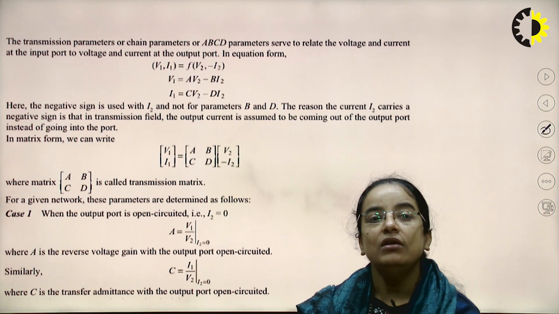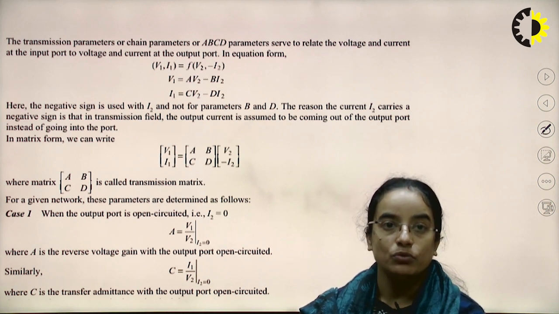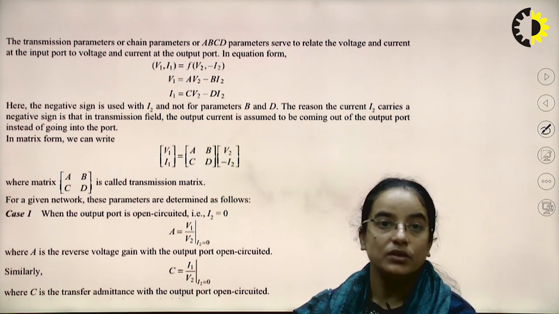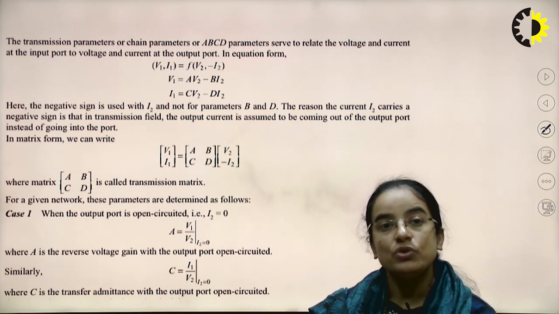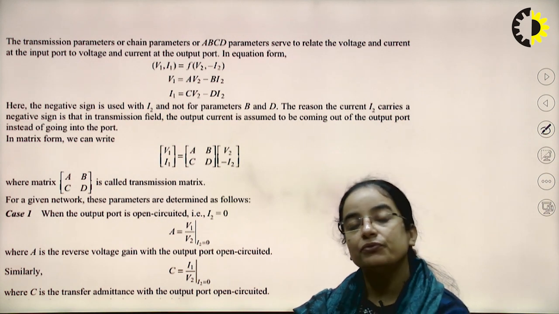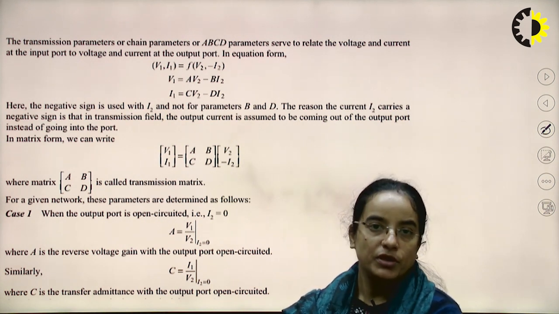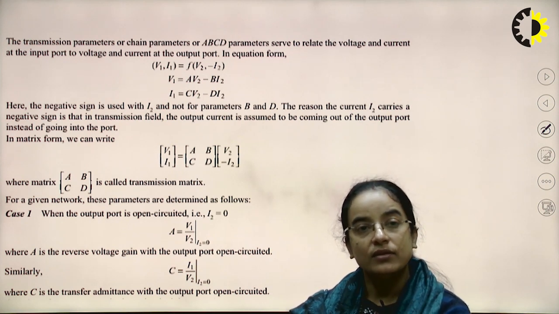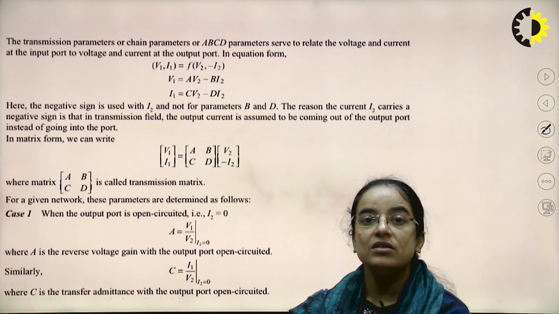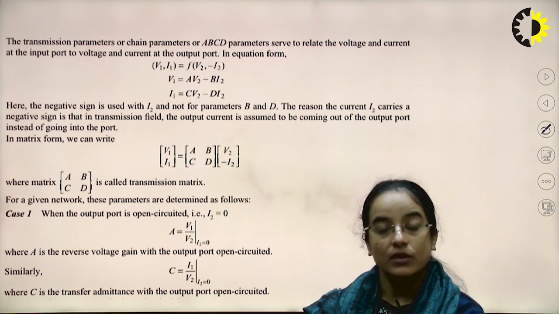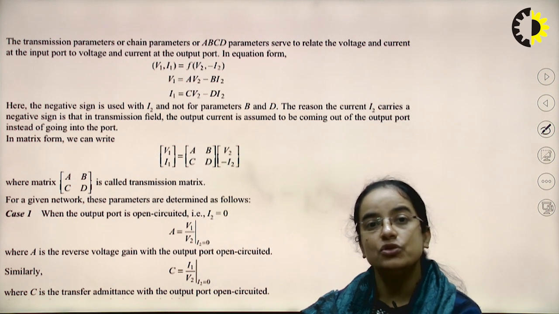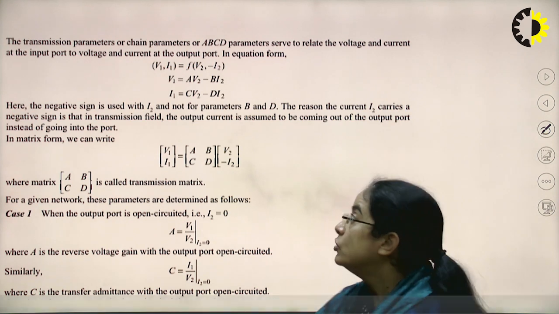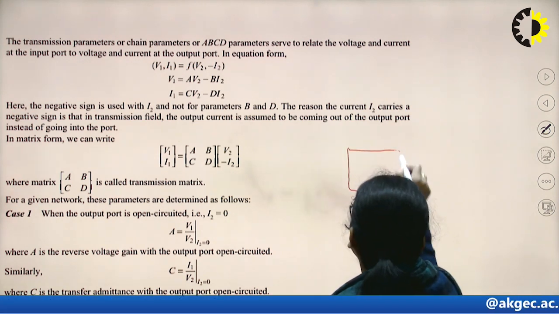So here a negative sign is used with I2. So negative sign is there with the current at the output terminal. The reason the current I2 carries a negative sign is that in the transmission parameters, the output current is assumed to be coming out of the output network instead of going into the network.